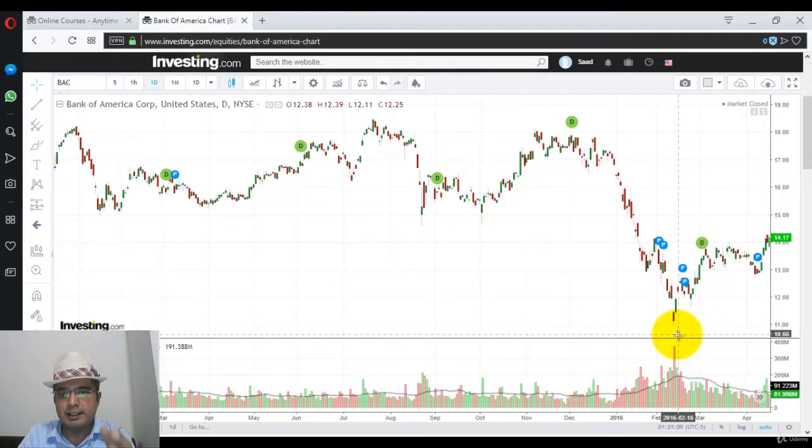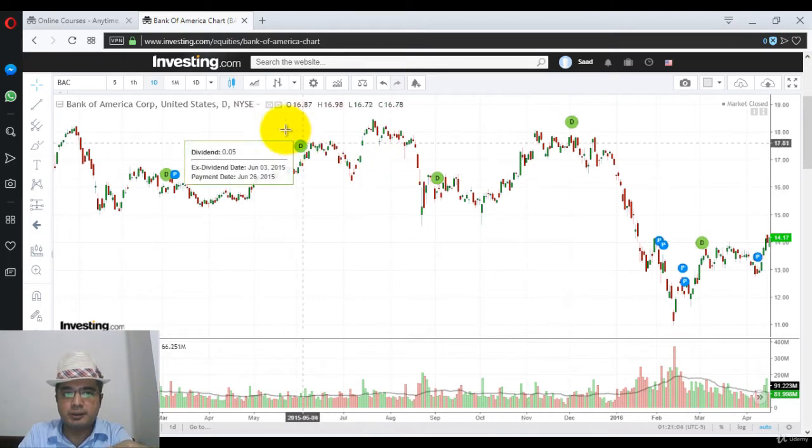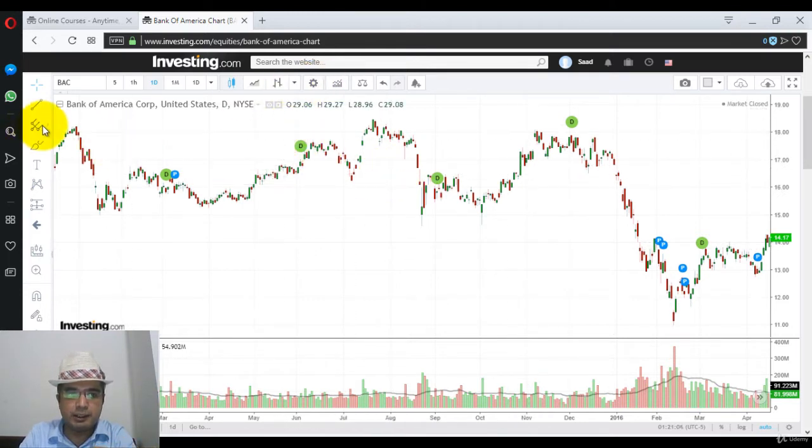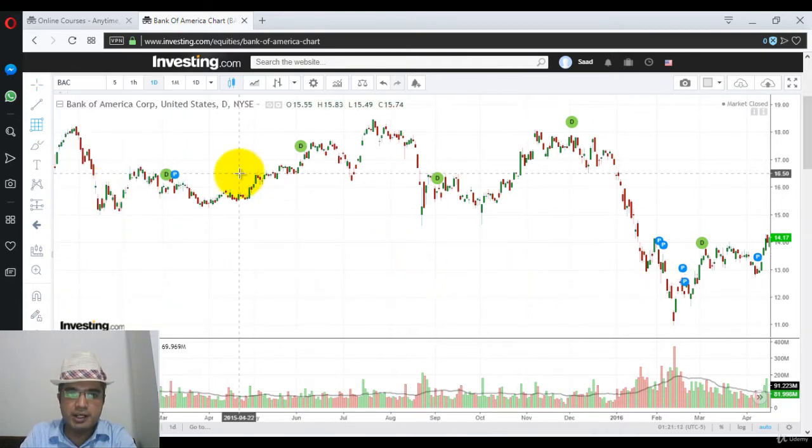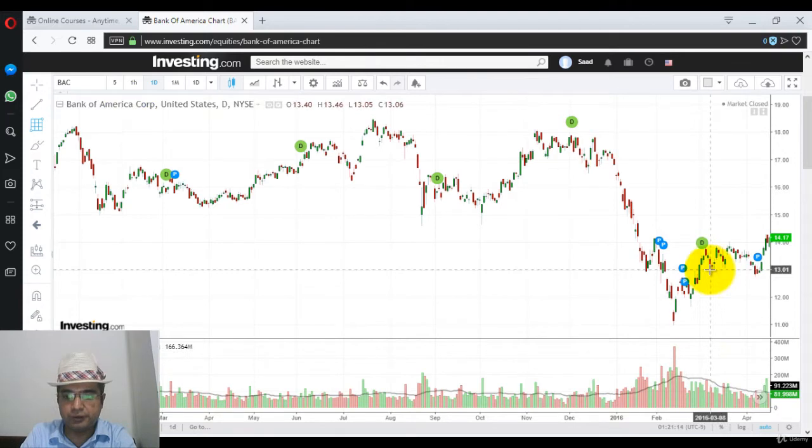Hi guys, let's see how the Gann Box works. Now I will be selecting the Gann Box. Here we go. It's a 1-day chart and it's a Bank of America stock.